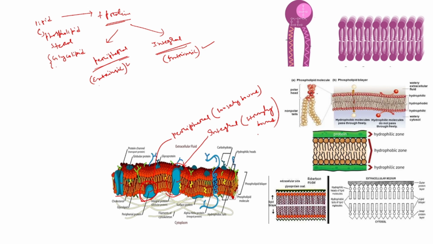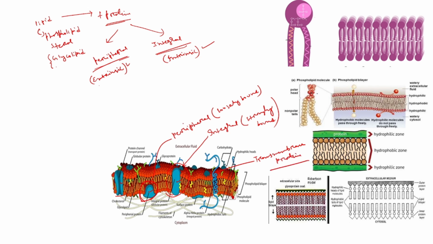Okay, so this is the structure of the lipid. One is the peripheral, another is the integral. Some protein like this is also a protein. It is already present at the inside and the outside. That means it is buried through the whole lipid bilayer, and this type of protein is called the transmembrane protein.